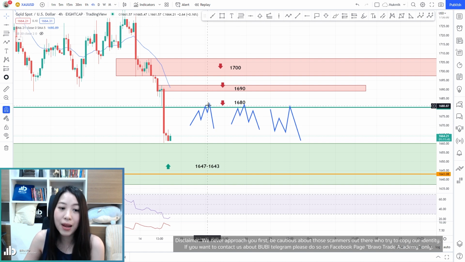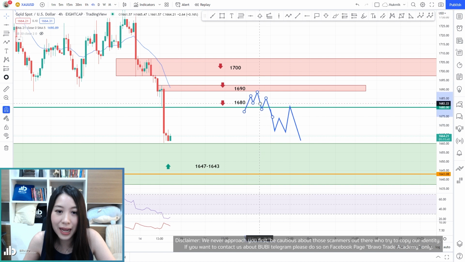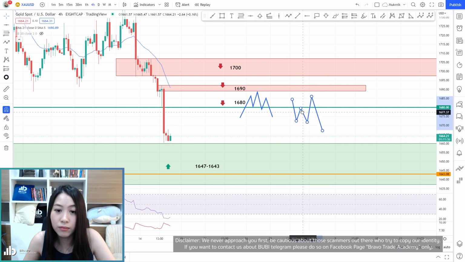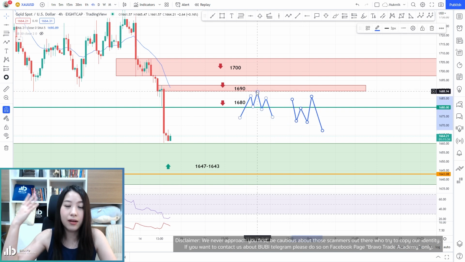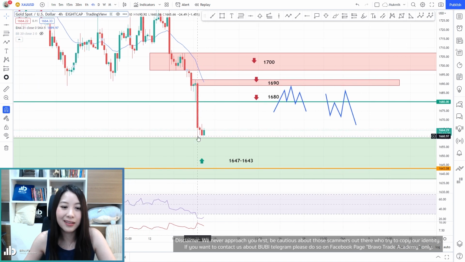If not, maybe there's no classic divergence here, but we have the classic divergence at 1690. So we will just be waiting on the higher price, which is 1690 or even 1700. All right, but we will need the patterns from the graph first, because now it is still in this sideways position above 1660.